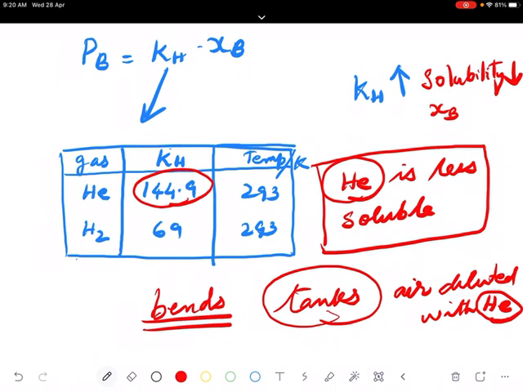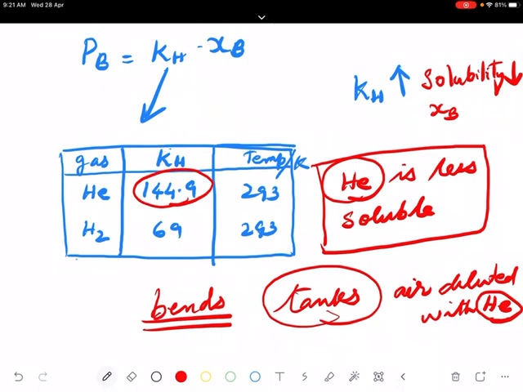Otherwise, what will happen? Nitrogen, which has high solubility in blood, will dissolve when the diver goes down. When the diver comes up, the dissolved nitrogen will come out in the form of bubbles, and it will block the capillaries, and the pain will be severe. So that is the significance of KH. As KH increases, solubility decreases. So looking at the KH value, you can select which gas is to be used for what purpose. Here, compared to hydrogen, helium has less solubility.